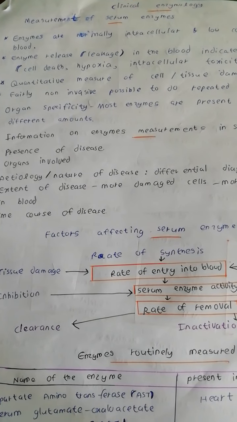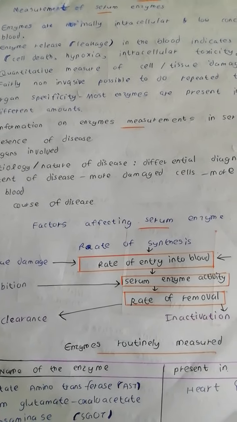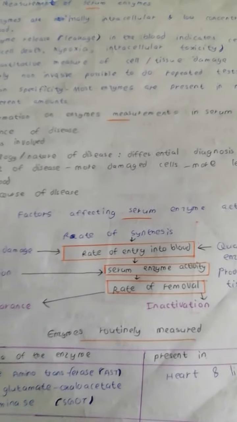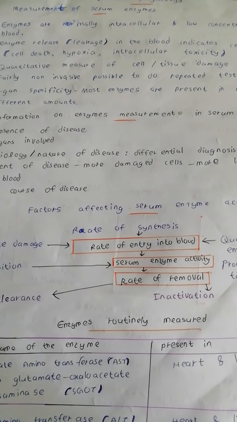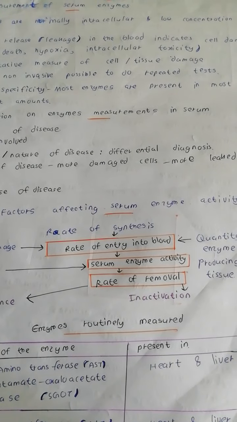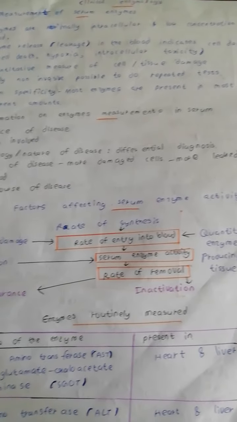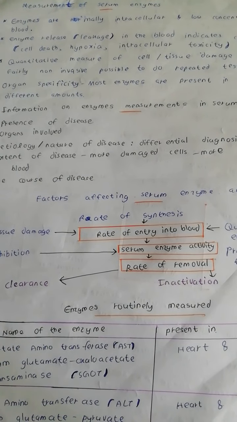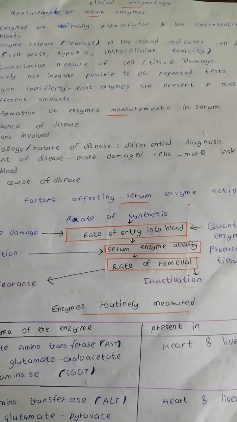Clinical enzymology, measurement of serum enzymes. Enzymes are normally intracellular, with low concentration in blood. Enzyme release or leakage into the blood indicates cell damage, cell death, hypoxia, or intracellular toxicity. It is a quantitative measure of cell or tissue damage.